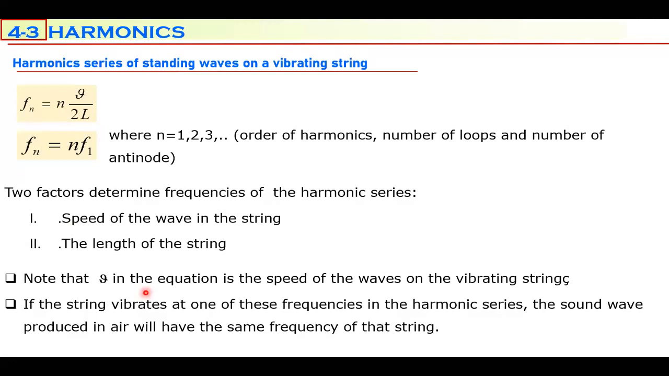Note that v in this equation is the speed of the wave in the vibrating string. It is not the speed of sound. Be careful, sometimes you get confused. The speed of sound in air is not that one. This is the speed of the wave moving in the string. If the string vibrates at one of these frequencies, f1, f2, f3, f4 of the harmonic series, the sound wave produced in air will have the same frequency as the string, because a wave always has the same frequency as the source. Whatever the source frequency is, the sound will have the same frequency.